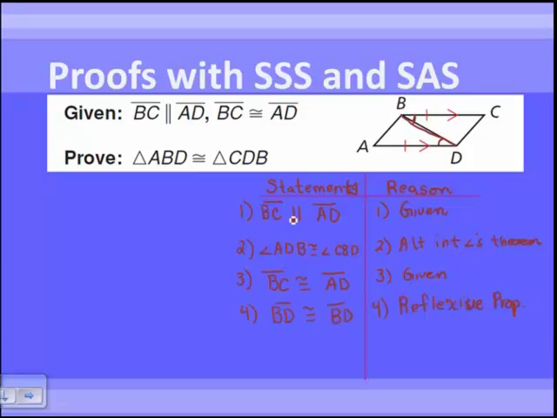So we've got 2 sides and the included angle. So then that means that the triangles are congruent. Triangle ABD is congruent to triangle CDB by the side angle side congruence postulate. And that would be it. We've included the two sides and the included angle.